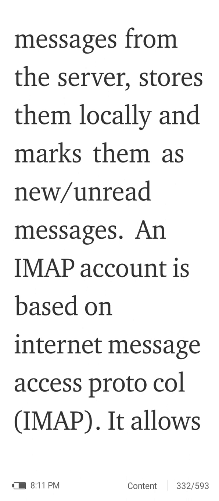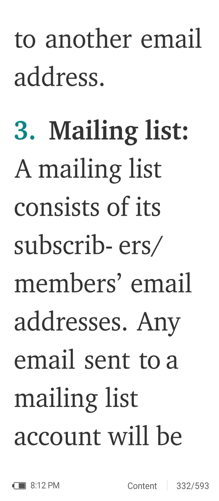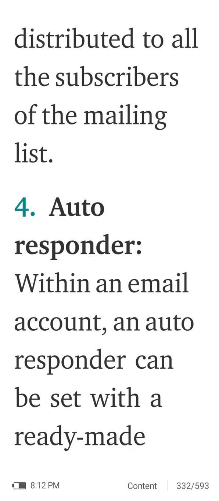An IMAP account is based on Internet Message Access Protocol. It allows users to work with their messages in both online and offline modes. Email forwarders. This type of email account will forward any incoming mail to another email address. Then mailing list. A mailing list consists of its subscribers' email addresses. Any email sent to a mailing list account will be distributed to all the subscribers of the mailing list. This is something which happens when you subscribe to some advertisements, I guess.